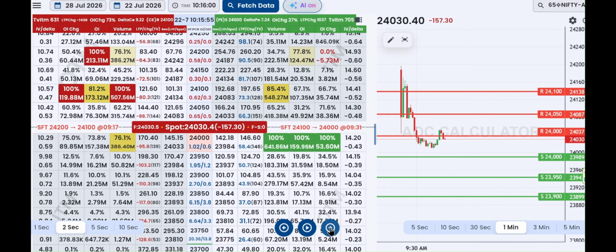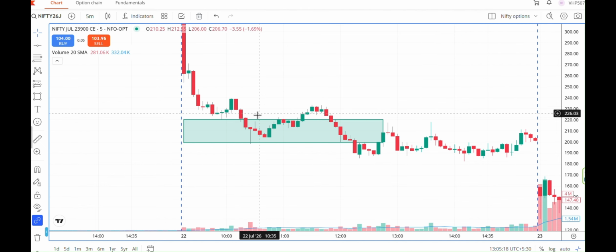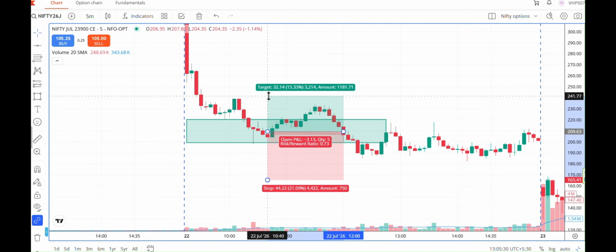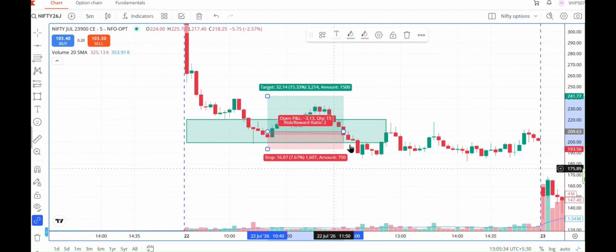Although all the bottom reversal conditions are satisfied, we should not enter immediately. The preferred confirmation is a liquidity sweep candle. Once the liquidity sweep is complete, we can take the entry. If we miss the liquidity sweep entry, we still have two alternative entry methods. Single candle order block entry. Retest entry.